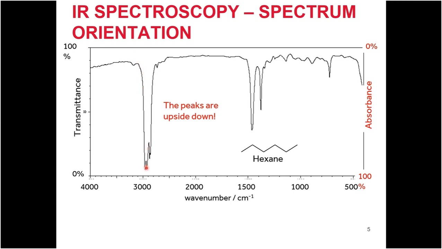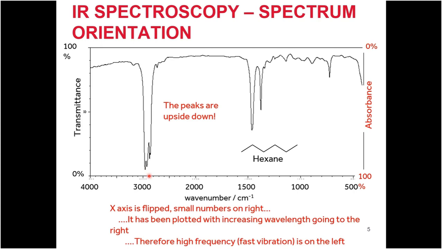So this is called a peak, even though it is going downwards in this graph rather than upwards. The x-axis has also been flipped, so the small numbers are actually on the right of the x-axis rather than the left. Now this has been plotted with wavelength increasing as you go to the right.